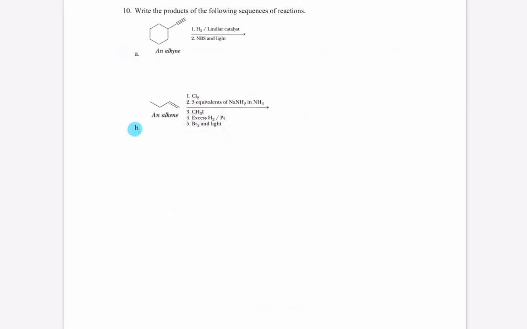Write the products for the following sequence of reactions. So here you have an alkene which has been reacted under several steps to get the product. Okay, so we have to find the products at each one of these steps. What happens when an alkene is reacted with chlorine? It is going to give us a vicinal dihalide, right? So let's draw the product here. So in the presence of chlorine, it's going to give us a vicinal dichloride.